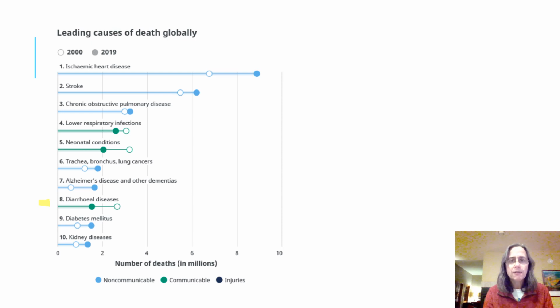I want to point out the difference between the different circles because it's kind of neat to see. An open circle is the data from 2000. A closed circle is 2019. So what we can see is that lower respiratory infections have gone down. Neonatal infections have gone down in terms of the numbers of deaths in millions they cause in that year. So have diarrheal diseases. So we're making huge strides in controlling these diseases, which is amazing.